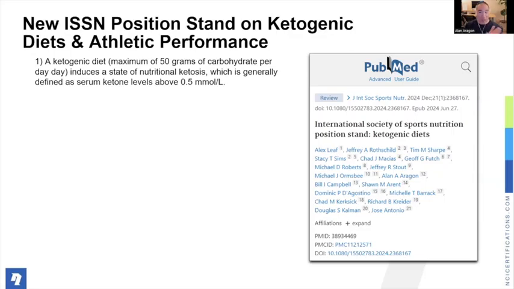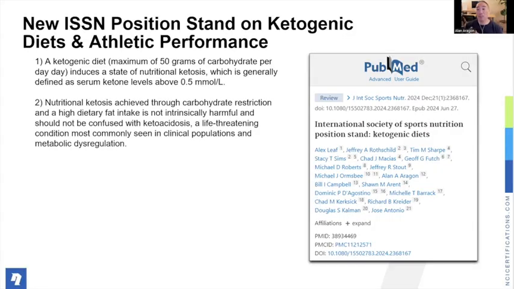So the first position statement essentially defines what a ketogenic diet is, so I can kind of skip over that. Second position statement: nutritional ketosis achieved through carbohydrate restriction and high dietary fat intake is not intrinsically harmful and should not be confused with ketoacidosis, which is a life-threatening condition most commonly seen in clinical populations and metabolic dysregulation.